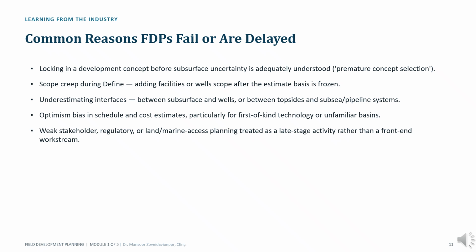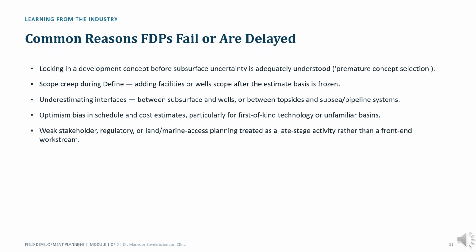A third common issue is poor interface management. For example, assumptions made by the reservoir team may not align with assumptions used by the facilities team. Similar challenges occur between subsea and topside systems. Another recurring issue is optimism bias in cost and schedule forecasting. This becomes particularly significant in unfamiliar operating environments or when using new technology.